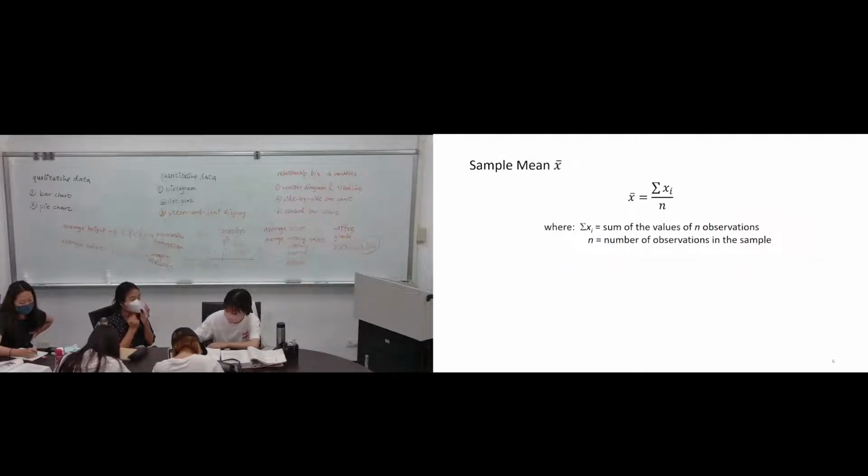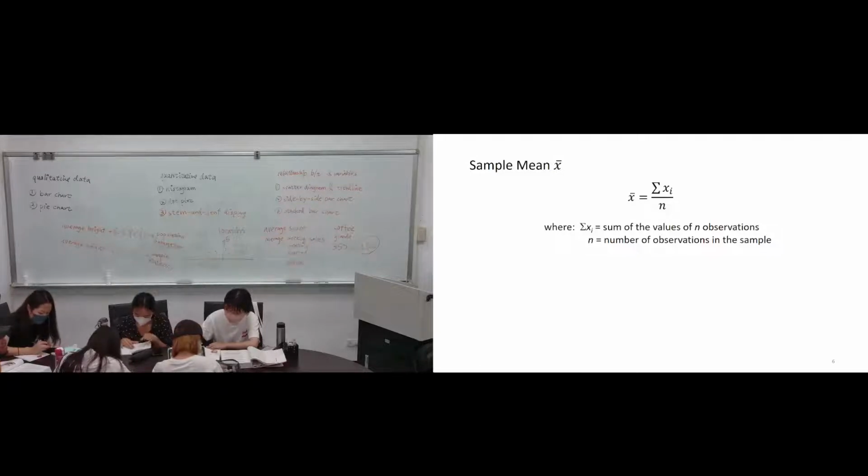How do we find the sample mean? Given the sample size, small n represents the number of observations in the sample. First, we sum up all the values of the n observations and then divide the summation by the sample size, small n, and then we obtain the sample mean. Questions? Oh, Michael has questions. So that's how we find the sample mean.